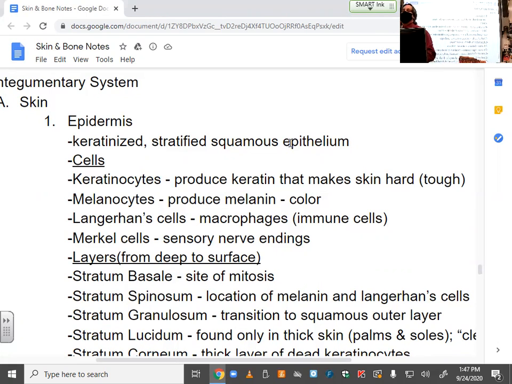Keratin is a protein that gives your cells hardness. Now, hardness is always something that most of my sophomore classes giggle at, but you guys are seniors, so I don't have to worry about that. What is hardness? What does it mean if something is hard? Go ahead.